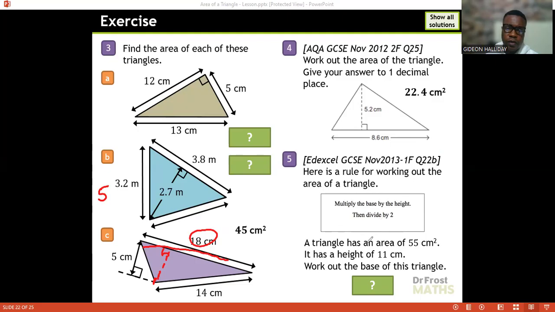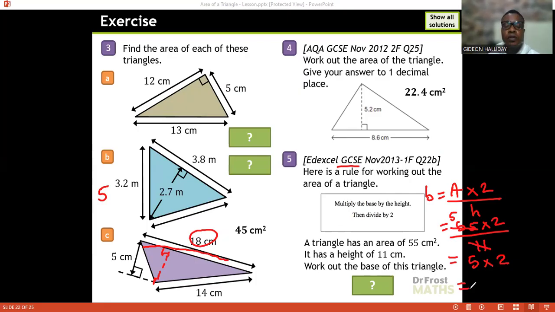So a triangle has, you see, it's a GCSE question. A triangle has an area of this, and then the height is this, and we need to find the base. Of course, you already know that to find the base, you need to do area times 2 divided by height. Easy peasy. So what's the area? 55 times 2 divided by 11. 11 is the height. 11 cancel 55 is 5. So you have 5 times 2. 5 times 2 is what? 10 centimeters. See how easy that is, right? Super easy.